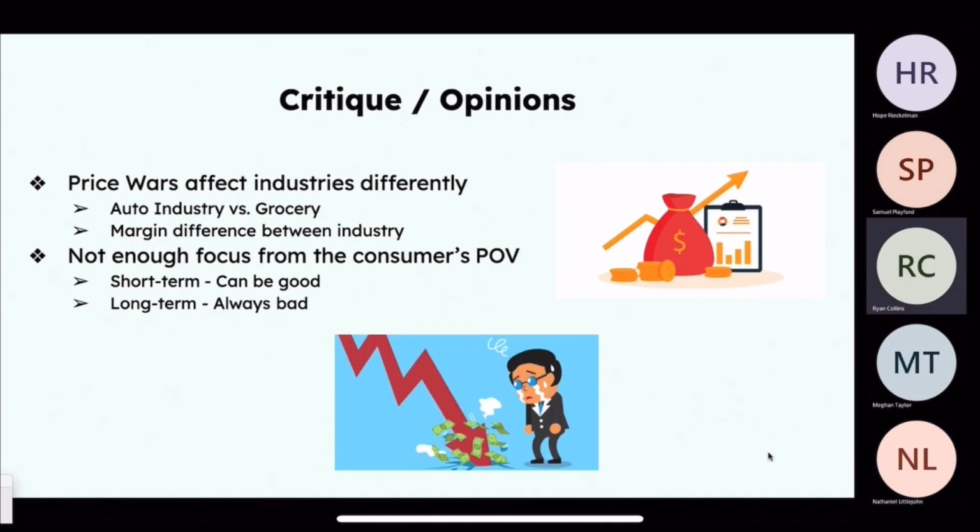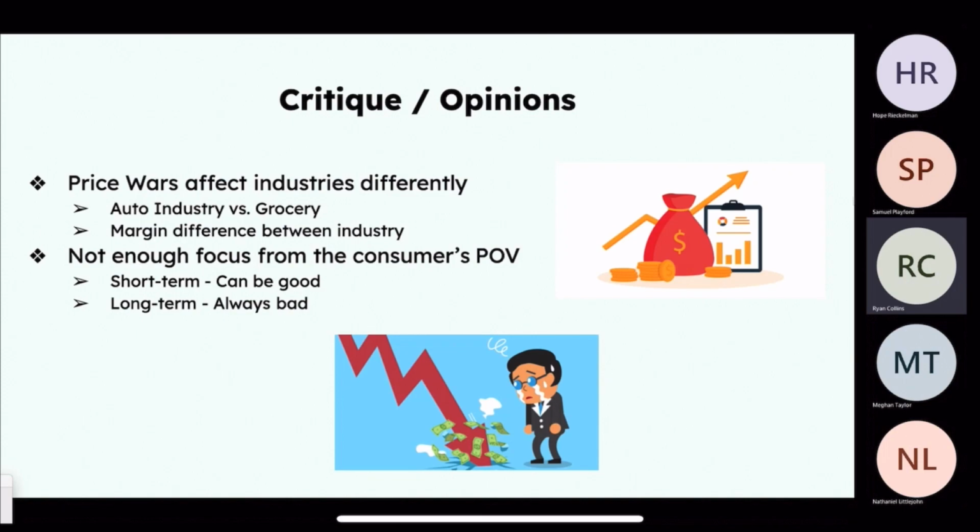All right, now on to the critiques and opinions of this article. The first critique we have is that price wars affect industries differently. The auto industry, for example, and dealerships have around 8% margin in Canada on vehicles, whereas grocery stores sell products at around 1 to 2% margin.